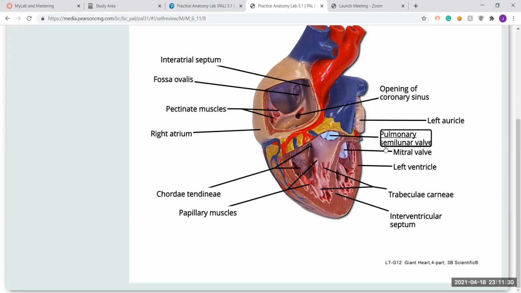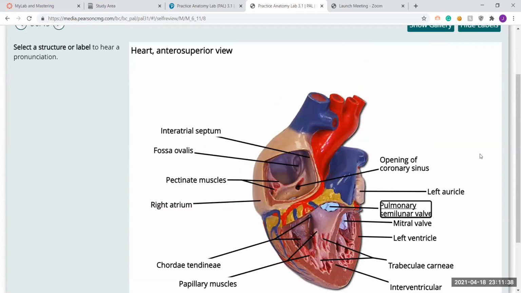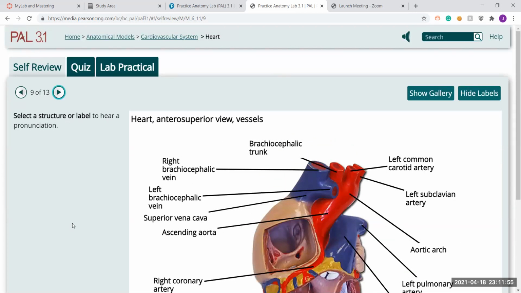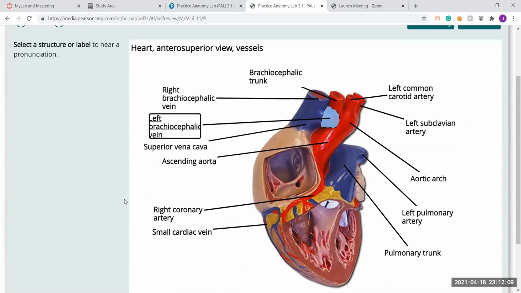Okay. And you can see this is the pulmonary semilunar valve, which is the valve between the pulmonary trunk and right ventricle. You can see the opening of coronary sinus. As I said earlier, all the venous blood from the heart itself drains into the right atrium through the opening of coronary sinus. Again, that is the anterior superior surface, and we talked about it all.